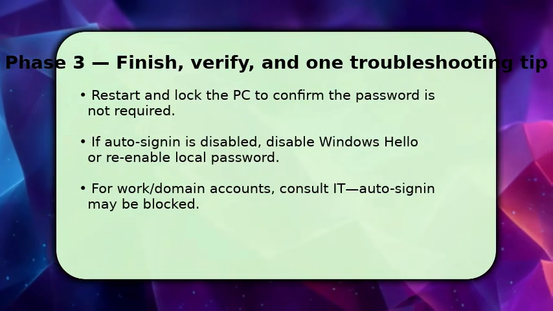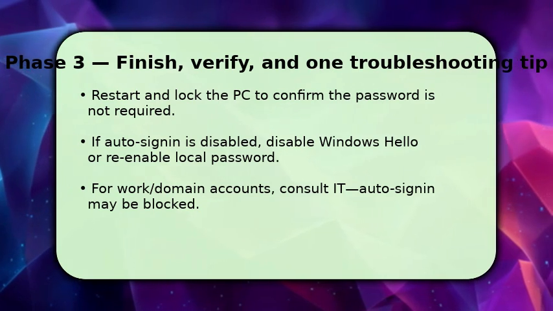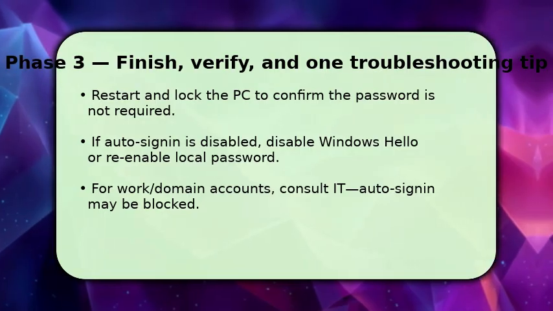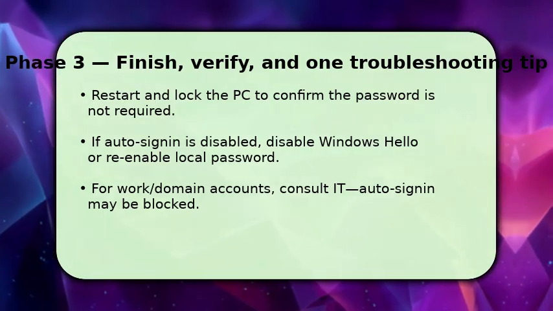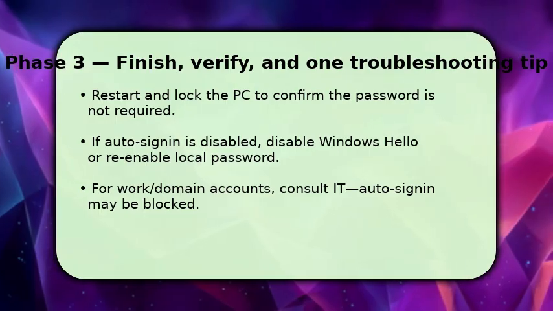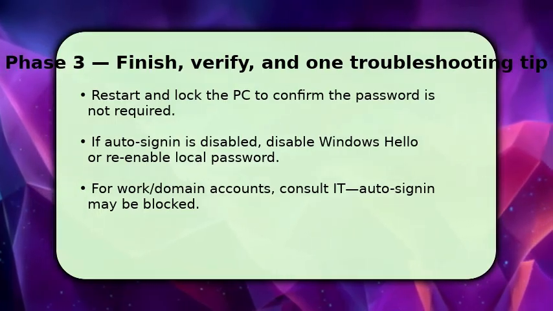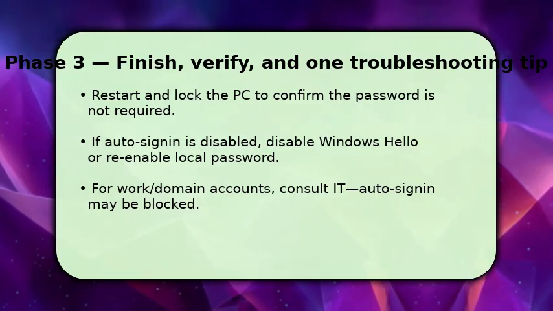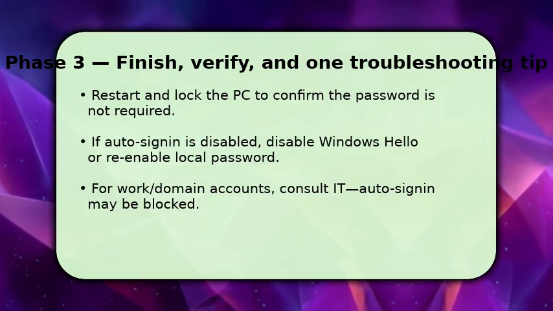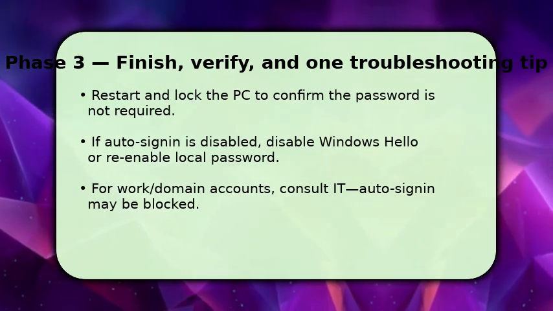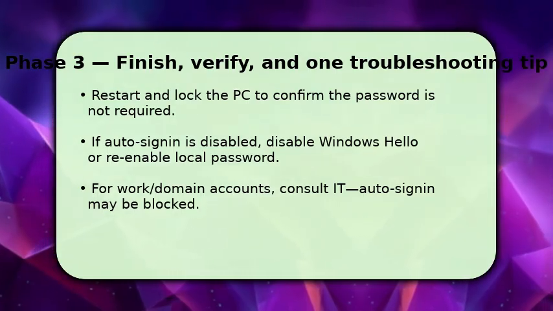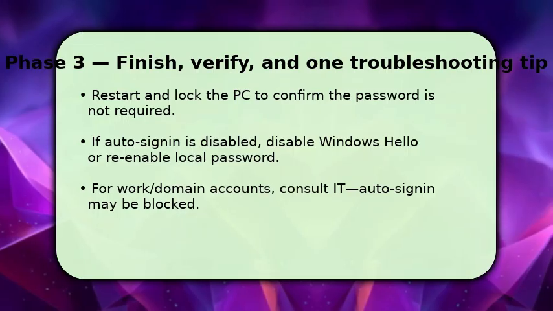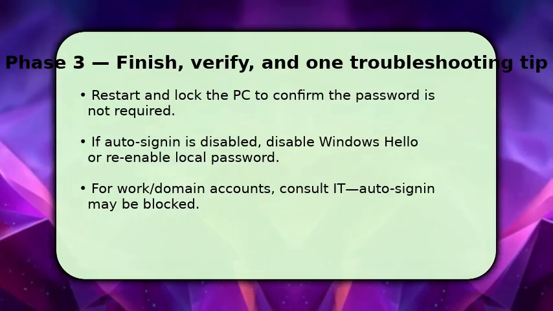Finally, sign out or restart, and then lock the PC to confirm the Microsoft password no longer appears at the lock screen. If you're still prompted, check Windows Hello settings and disable biometric or PIN sign-in temporarily, then repeat NetBluzz steps. If NetBluzz is grayed out or the option won't stick, you may be on a work or domain account where IT policies block auto-sign-in. In that case, contact your administrator. Make sure you understand the security trade-off of removing a password.